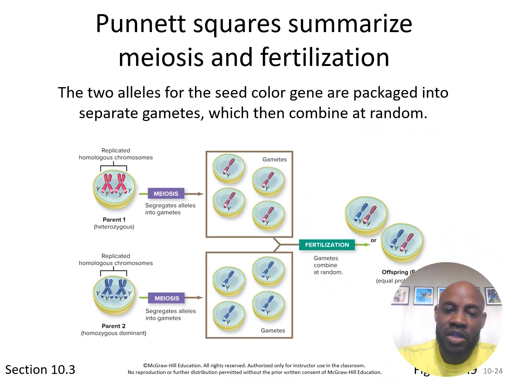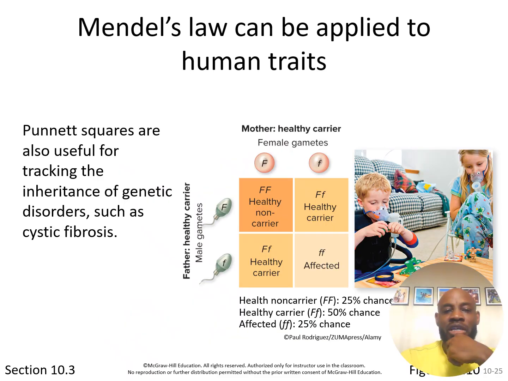So Punnett squares can summarize meiosis and fertilization. Two alleles for the seed color gene are packaged into separate gametes, then combined at random. And Mendel's law can be applied to human traits, right? So it can be useful for tracking disorders, such as, in this case, cystic fibrosis, which is a very deadly disease, but two people who are healthy could still be carriers. In other words, they're heterozygous and could still be carriers for the disease.